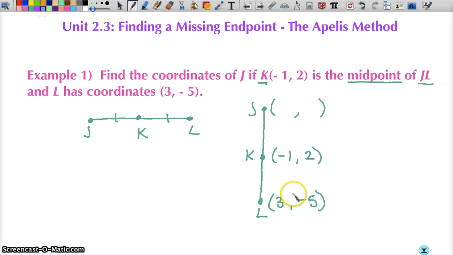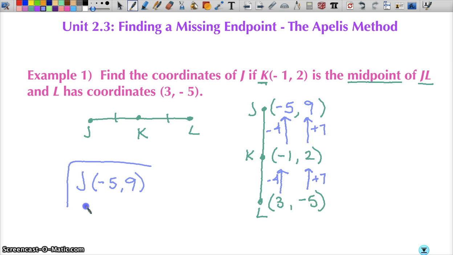So what we need to look at is how do you get from 3 to -1? Well, you would subtract 4. So if you repeat that because it needs to be in the middle, -1 minus 4 is -5. On the other side, how do you get from -5 to +2? Well, here you have to add 7. So I'm going to add 7 a second time because we need to keep it equal. 2 plus 7 is 9. So our missing coordinates for J are (-5, 9). And it saves you a whole lot of time, I promise, as opposed to using the actual formula and plugging things in.